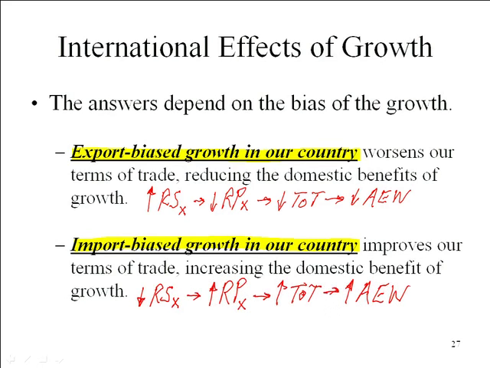So what does that tell us? Export biased growth from China increases the world relative supply of Chinese exports. So the relative price of Chinese exports will fall. The terms of trade will decline, and China's aggregate economic welfare from the international trade effects will also be reduced.